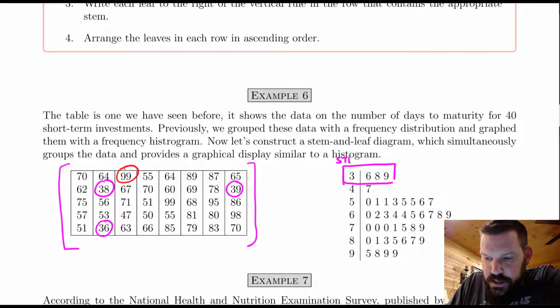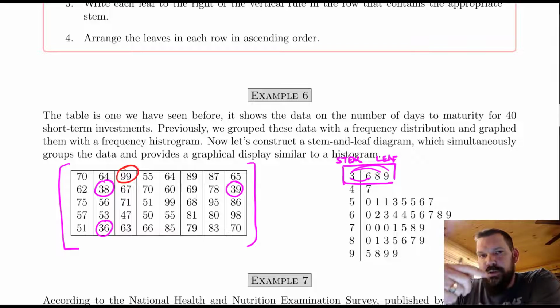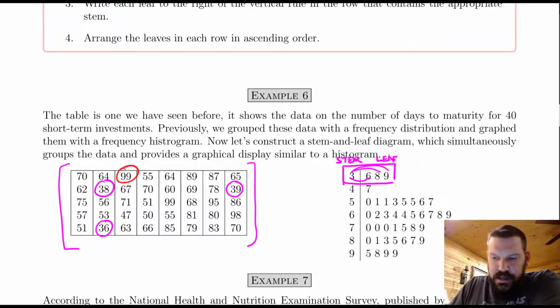Our stems are on the left, and our leaves are on the right-hand side. So our stem is the 3, and then we have 36, 38, and 39. We're putting all the rightmost digits in the leaf column. There's always just going to be one digit represented in the leaf column. You're not going to do multiple digits. Like if it was 127, you would have 12 as your stem, 7 as your leaf, not 1 as your stem and 27 as a leaf.